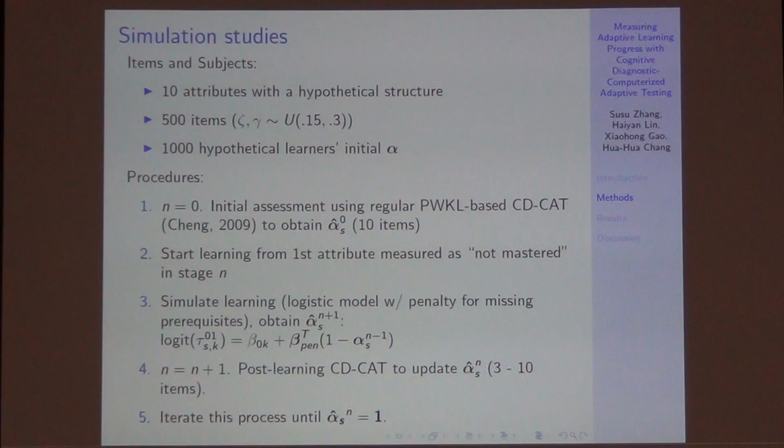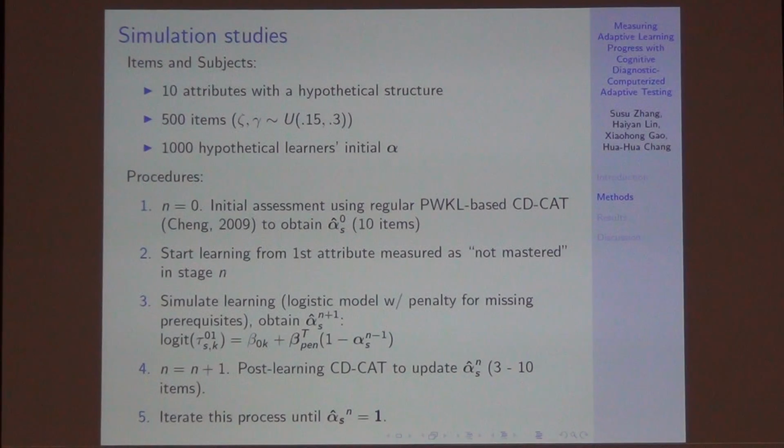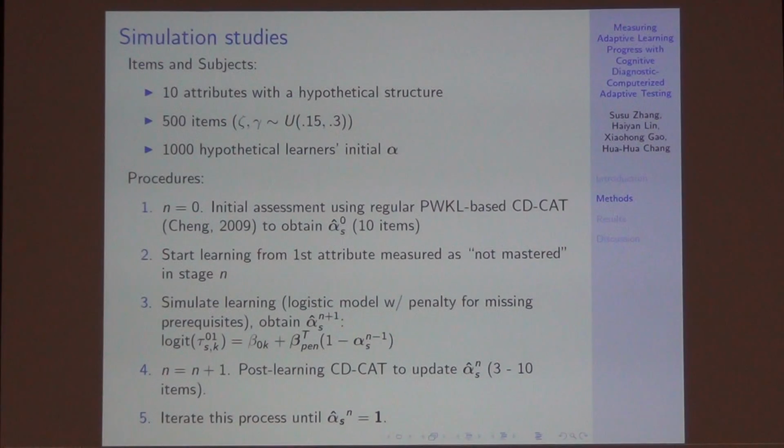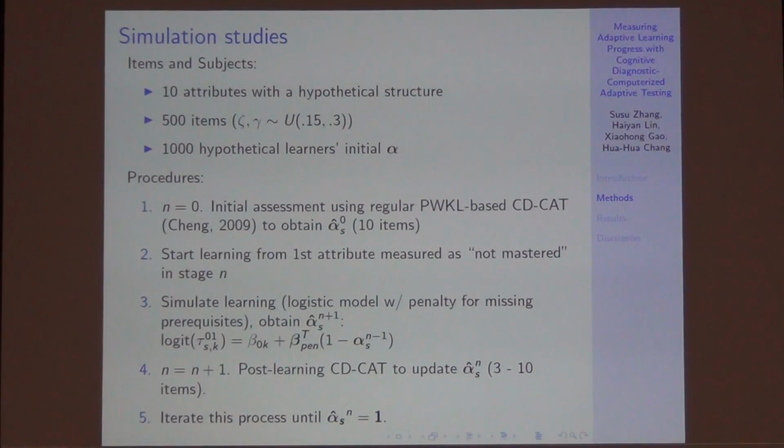We conducted a simulation study in the case that the learning model is not known, to evaluate the post-learning CD-CAT. We simulated a total of 500 items following the DINA model. The test measures a curriculum that covers a total of 10 attributes with a hypothetical content structure. We also simulated 1,000 hypothetical learners' initial attribute patterns. And we used the following procedures to do the simulations.